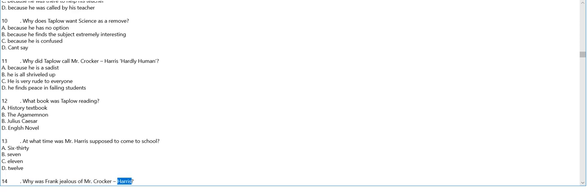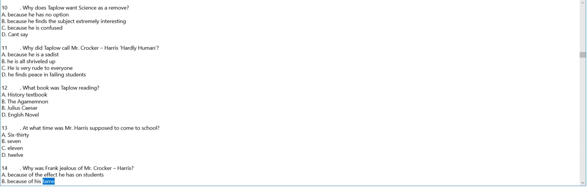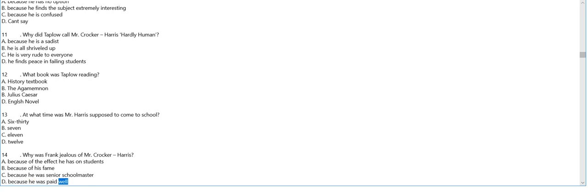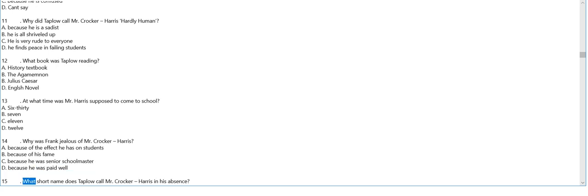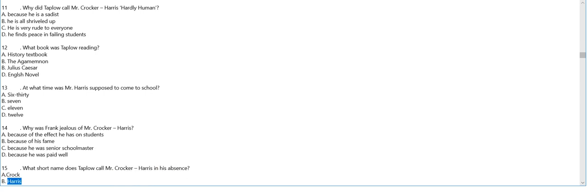14. Why was Frank jealous of Mr. Crocker-Harris? A. Because of the effect he has on students. B. Because of his fame. C. Because he was senior schoolmaster. D. Because he was paid well. 15. What short name does Taplow call Mr. Crocker-Harris in his absence? A. Crock. B. Harris. C. Crocker. D. Teacher.